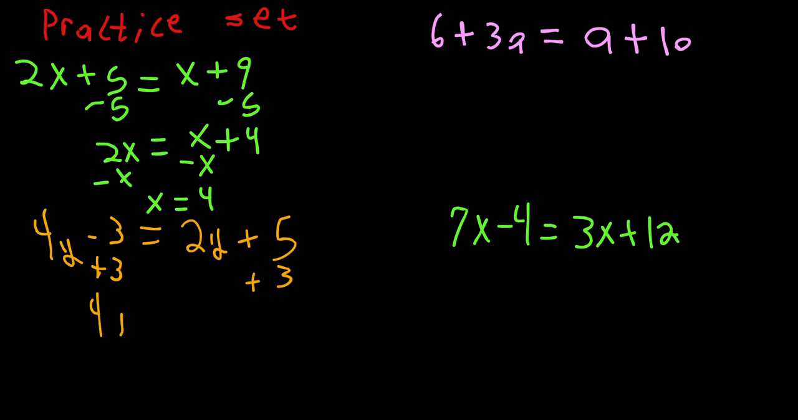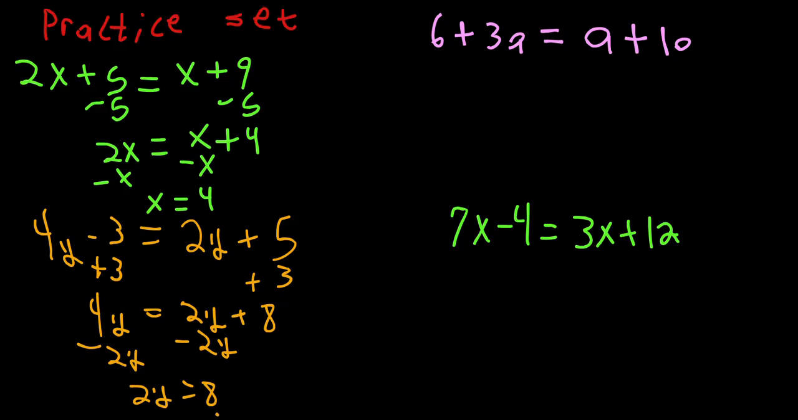Then we get 4y equals 2y plus 8. We're going to subtract 2y from both sides, and we're going to get 2y equals 8. We're going to divide both of these by 2, and we get y equals 4. That's our final answer.